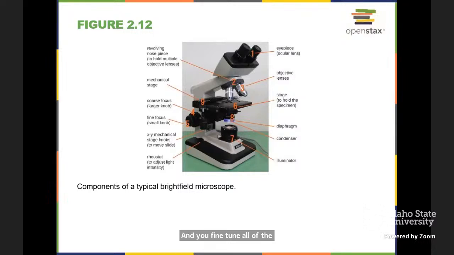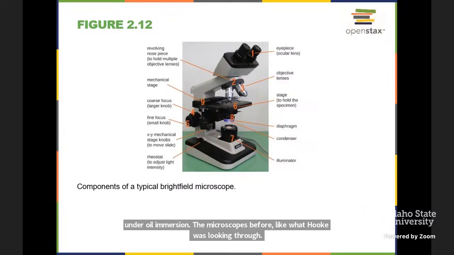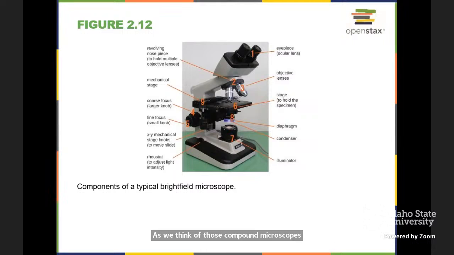The microscopes before, like what Hooke was looking through, as we think of those compound microscopes, were not parfocal. Every time you would switch to another lens, you had to start from scratch and refocus it. And that truly is kind of a tedious process, all right? It's much easier, all right, with this.